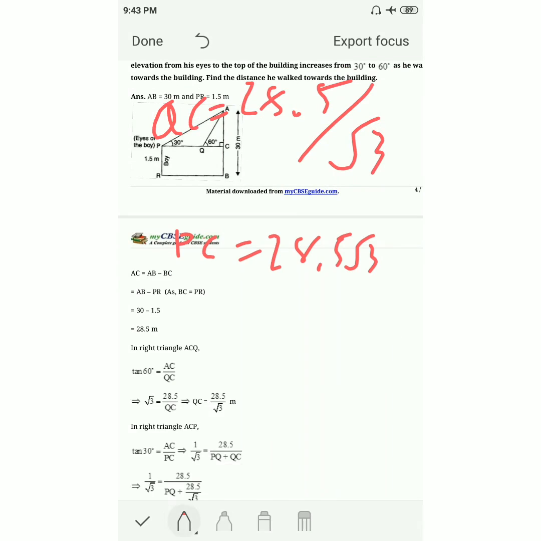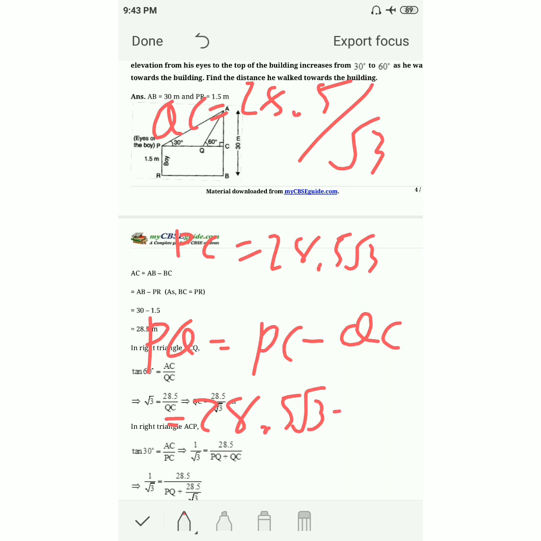Now we find distance PQ. So PQ is equal to the whole PC minus QC. Now put the value of PC and QC. PC is equal to 28.5 root 3 minus QC, which is 28.5 upon root 3. Now we can take 28.5 as common.